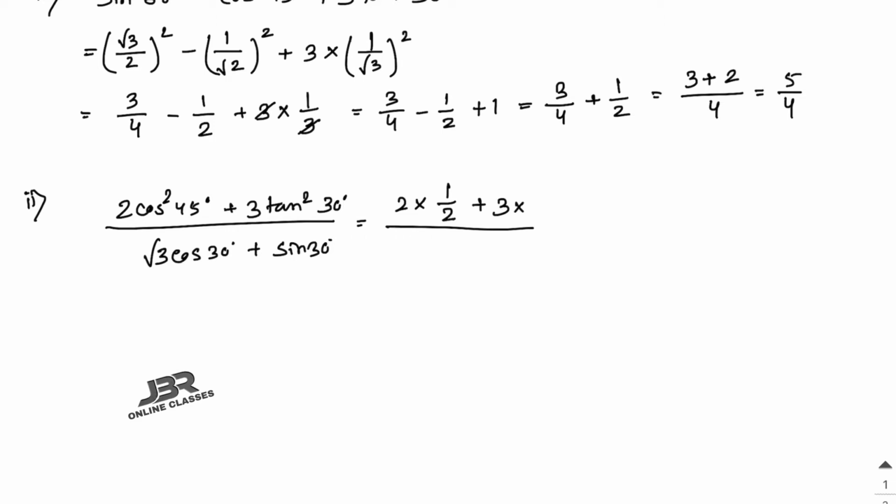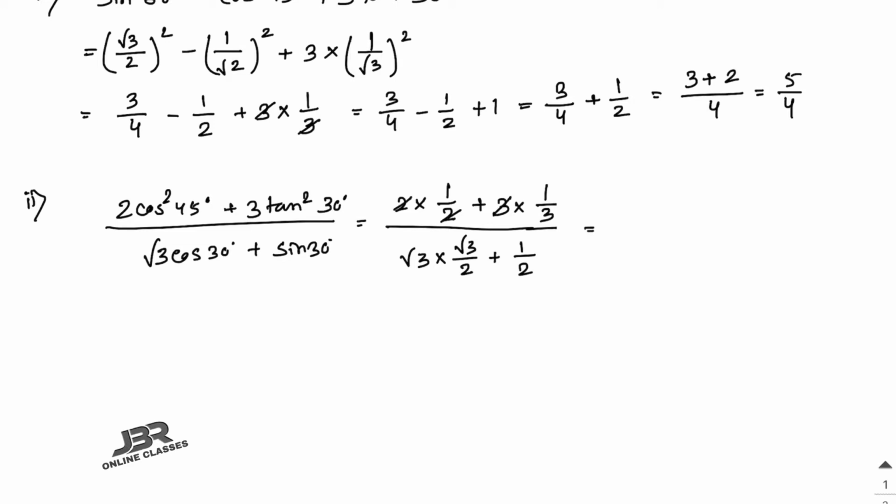Tan 30 means 1 by root 3. Whole square means 1 by 3. As here root 3 into cos 30, cos 30 means root 3 by 2. So write down here root 3 by 2. Then here sine 30. Sine 30 means half. So here the 2 cancels out, the 3 cancels out. So in the numerator 1 plus 1.